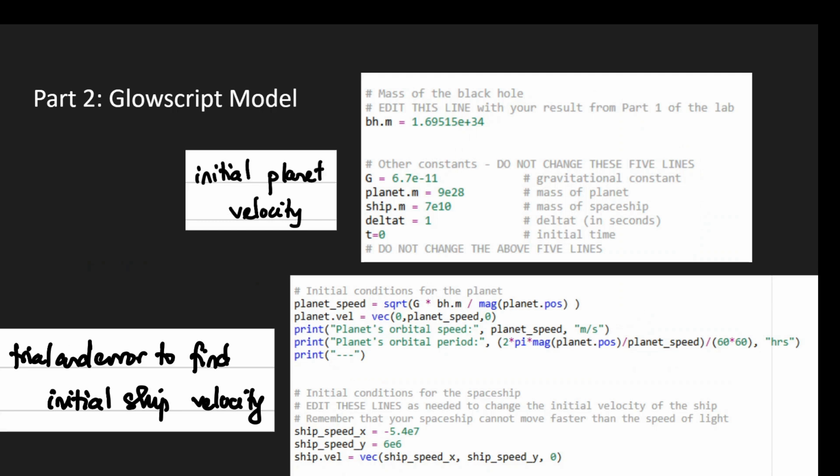In the second part of the model, I'm going to give the initial planet velocity. These are first order constants: the gravitational constant, the planet mass and the ship mass. Then I'm going to use the black hole mass that I found in the first part. Then I try many times by trial and error to find the ship speed in the x direction and y direction, to find the velocity of the ship and make sure it doesn't crash. The later part is the most important part.